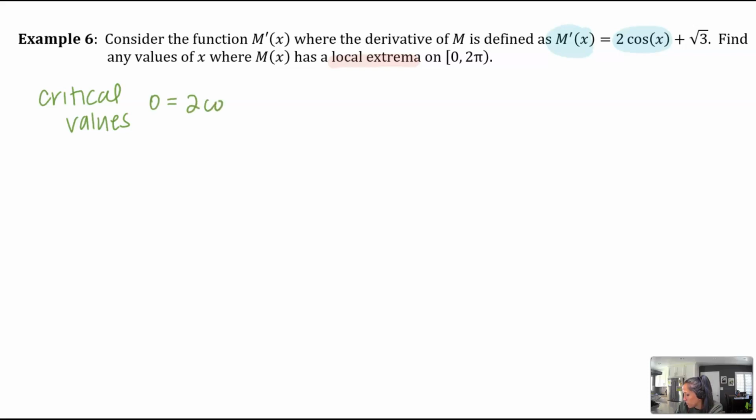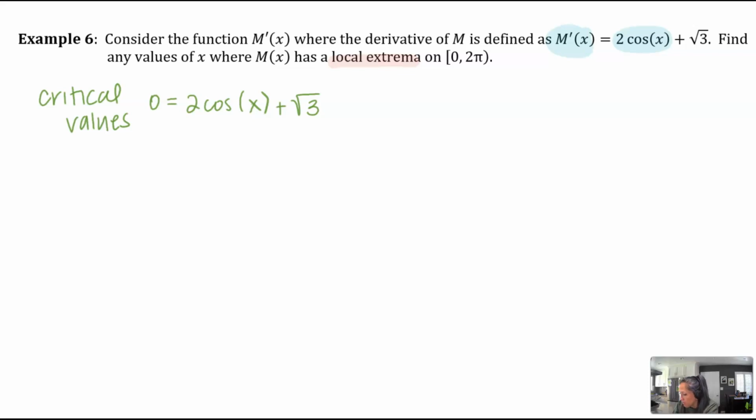So 2 cosine of x plus the square root of 3. All we have is that shift upward of square root of 3 and then that stretch of 2, which, if you want to use trig language, we have a midline at square root of 3 and an amplitude of 2. No phase shifts, nothing messing with my period, because our argument of cosine is just x.